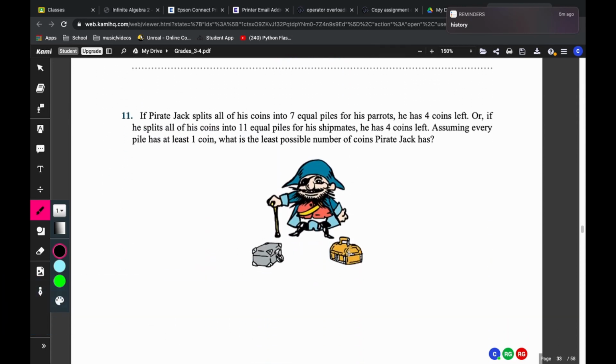Moving on to number 11. If Pirate Jack splits all of his coins into 7 equal piles for his pirates, he has 4 coins left. Or if he splits all of his coins into 11 piles for his shipmates, he has 4 coins left. Assuming every pile has at least 1 coin, what is the least possible number of coins Pirate Jack has? So here we would use LCM. And if you don't know what LCM is, then please pause this video and watch another YouTube video telling what is LCM, or ask your mom and dad.